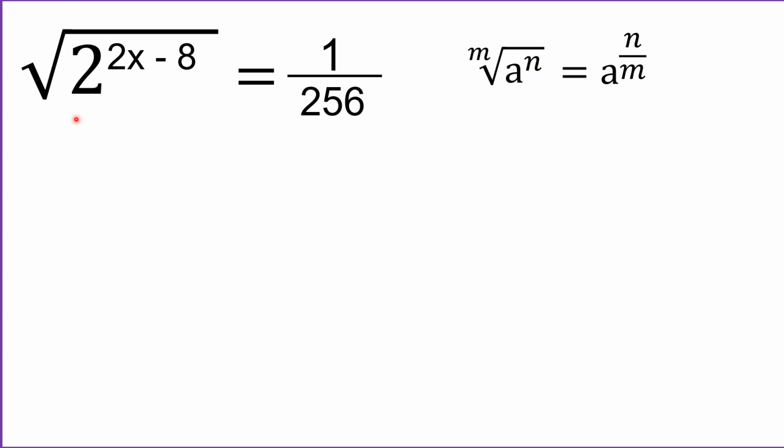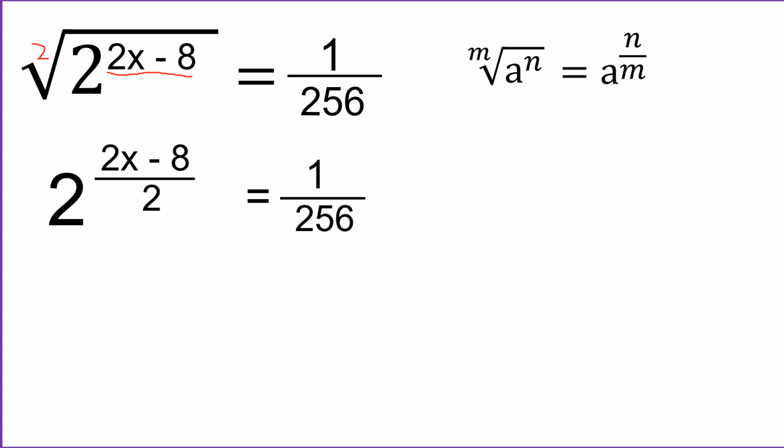This is a square root, meaning when you say square root, the index is 2. So I'm going to write 2 here. The index is 2, then the exponent is 2x minus 8. The whole exponent is 2x minus 8. Next, we're going to copy the base 2, and then the exponent is 2x minus 8 divided by the index 2. So 2x minus 8 divided by 2. And then just copy the right side of the equation, 1 over 256.